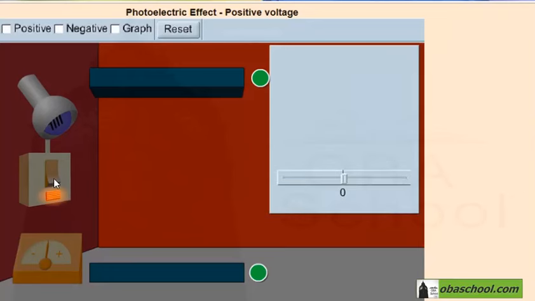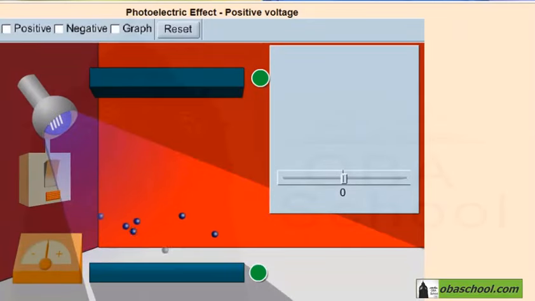If we switch on the lamp, we can further observe the electrons moving between the plates of a photocell, where apparently the electrons escape from the lower plate up to the upper plate.